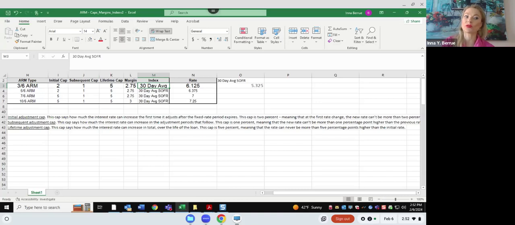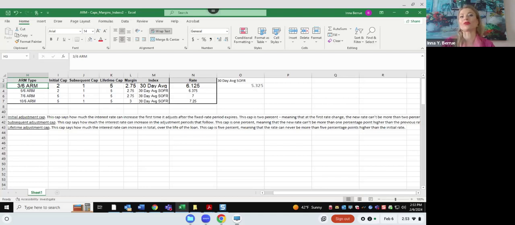For the first fixed portion, it's that one rate. As soon as that portion is over, that rate starts to adjust. How do we determine what that new rate looks like? Well, that new rate after the expiration of 3 years, in our case, is index plus margin. That's how you're going to determine the rate on that ARM after that fixed period is over. The index, in our case, is the 30-day average SOFR.